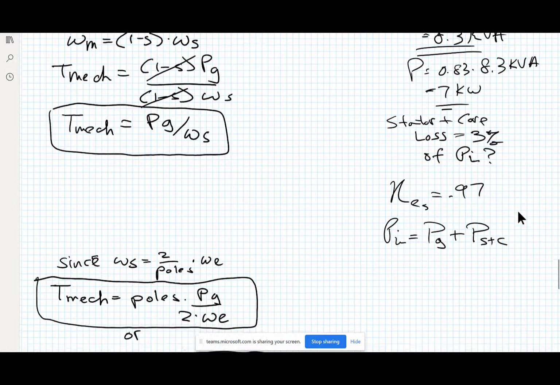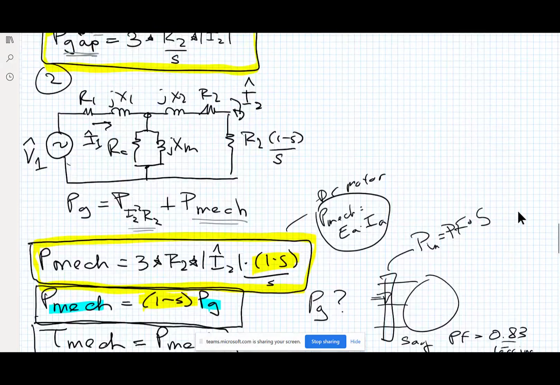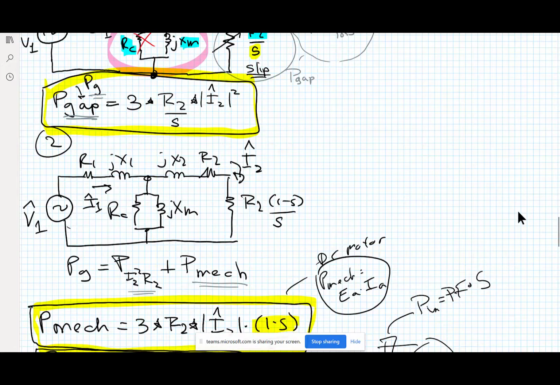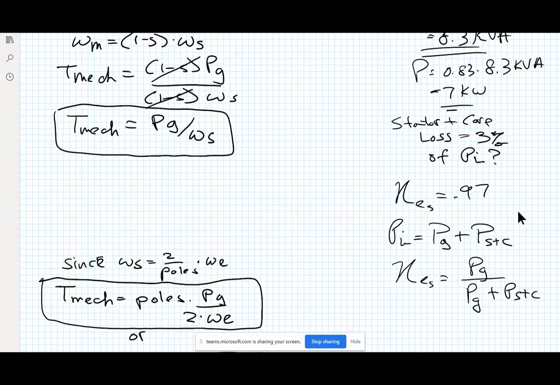That's what Pn is. So the efficiency I'm talking about here is Pg plus Ps plus C, and Pg is over on the top. So I'm trying to deliver the gap power. I'm talking about this circuit right here, saying that the power that's getting delivered to this part of the circuit, that's P gap, versus the power that's going in to this part of the circuit. So if I know that, I've got the efficiency of that part of the circuit.